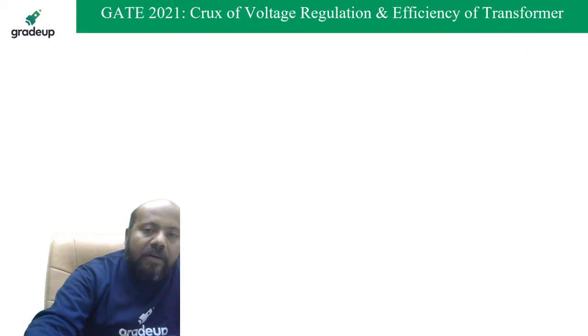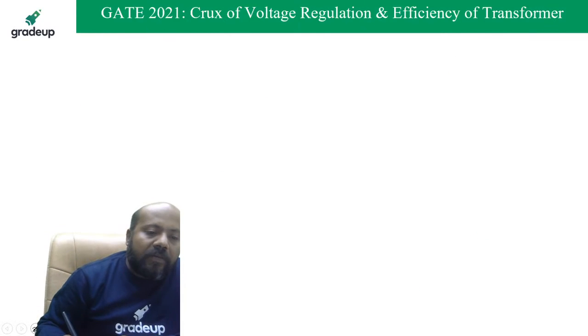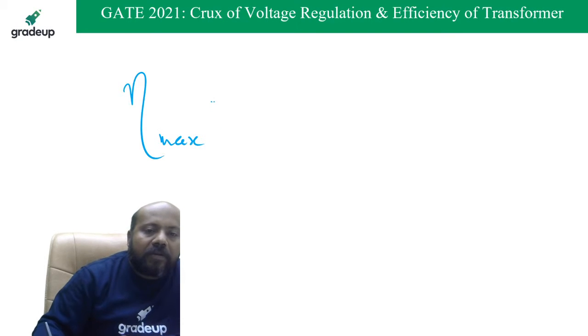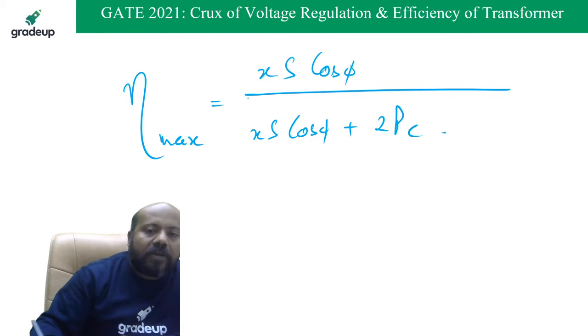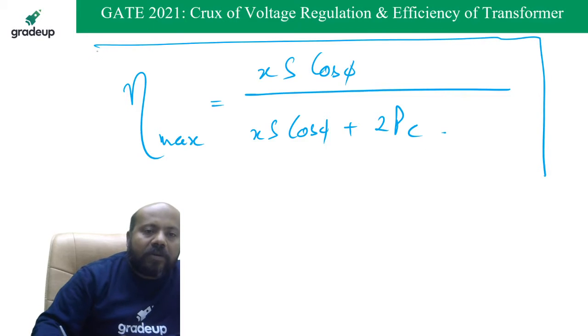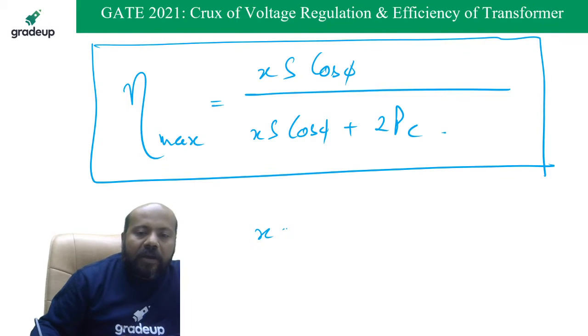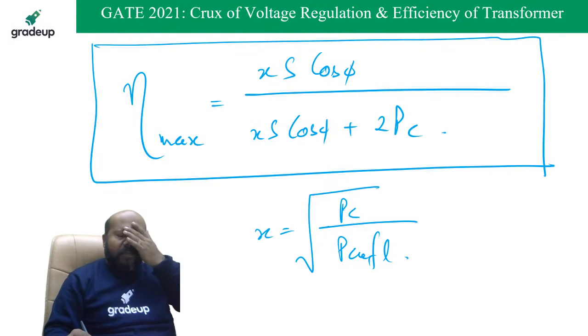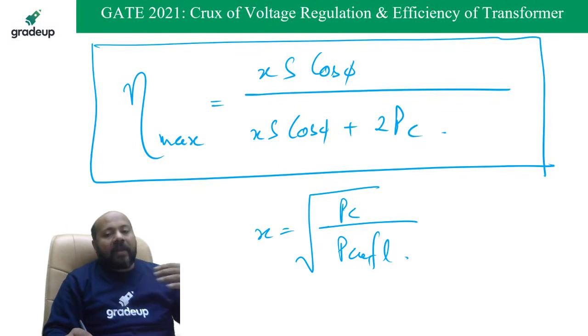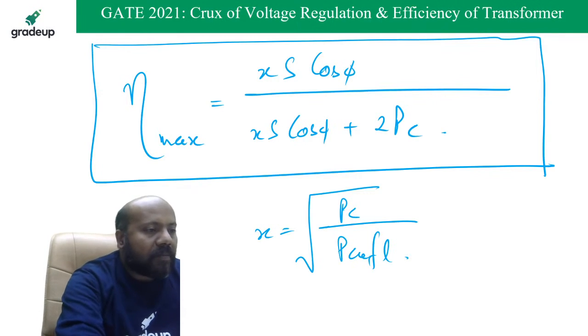Clear? And can you tell me what is the maximum value of this efficiency? Yes, this is going to be x s cos phi upon x s cos phi plus 2 Pc, because core losses and copper losses are going to be same. And what is x? x is under root Pc upon Pcu full load. I hope you must be getting some idea about that.